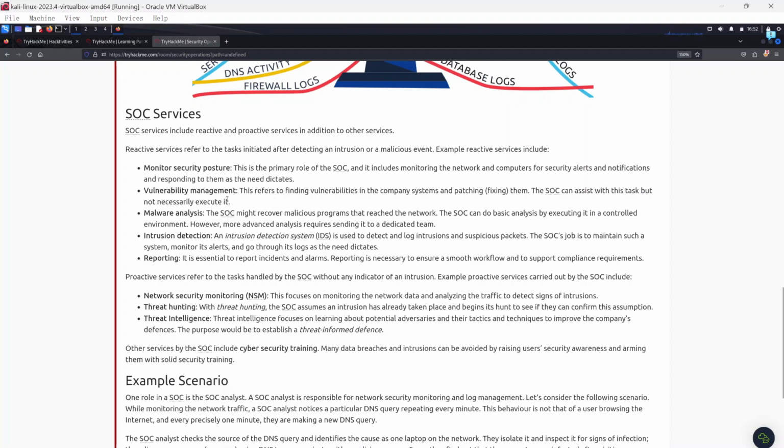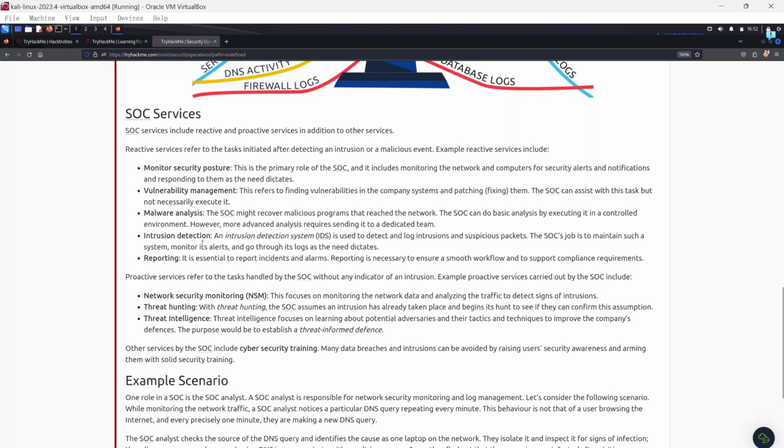Now, vulnerability management. This refers to finding vulnerabilities in the company's system and patching or fixing them. The SOC can assist with these tasks, but not necessarily execute it. Now, malware analysis. The SOC might recover malicious programs that reached the network. The SOC can do basic analysis by executing it in a controlled environment. However, more advanced analysis requires sending it to a dedicated team.